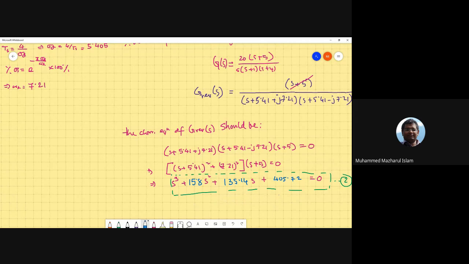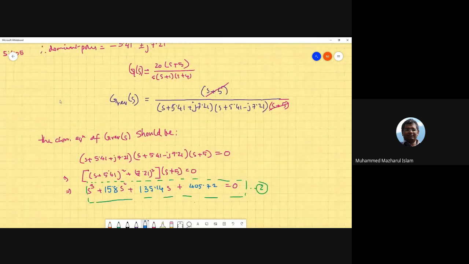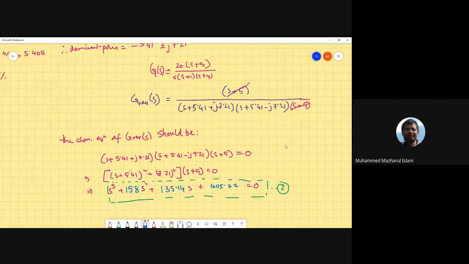It will not match the textbook's answer, because in the textbook there is a big difference. In the textbook the third pole is taken at 5.1. I took it at -5. So we should write this down somewhere. Let the third pole be at s equals to -5.